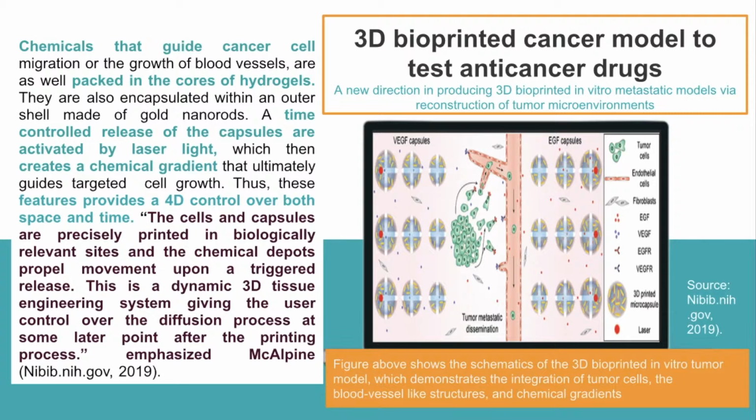Moving on to the next slide, the figure on the right shows a schematic of the case study's in vitro tumor model. It demonstrates the integration of tumor cells, the blood vessel-like structures, and chemical gradients. Chemicals that guide cancer cell migration or the growth of blood vessels are encapsulated in hydrogels. They are also encapsulated within an outer shell made of gold nanorods.